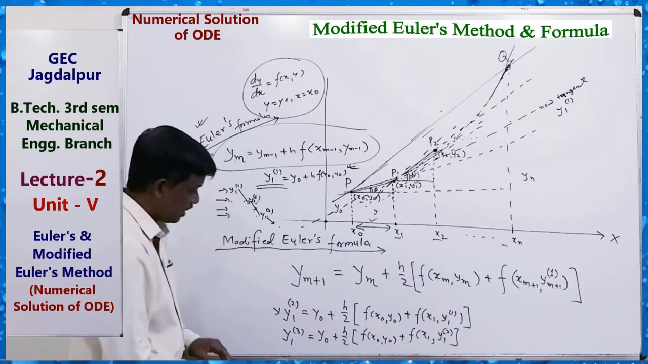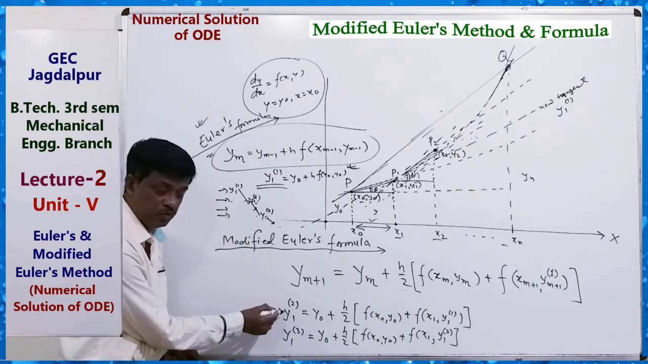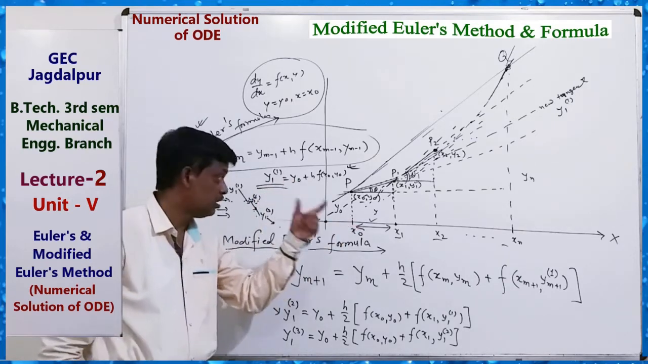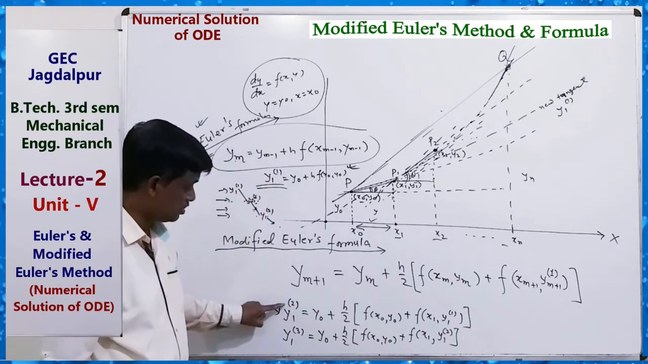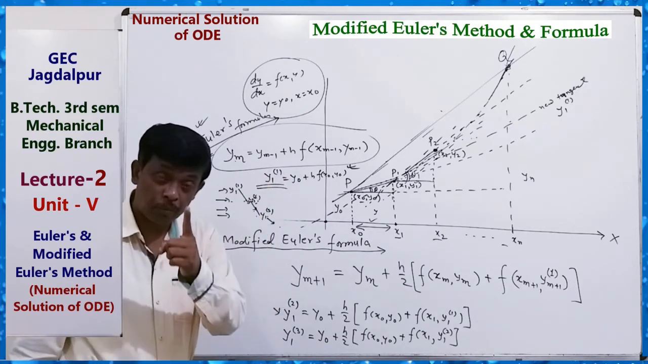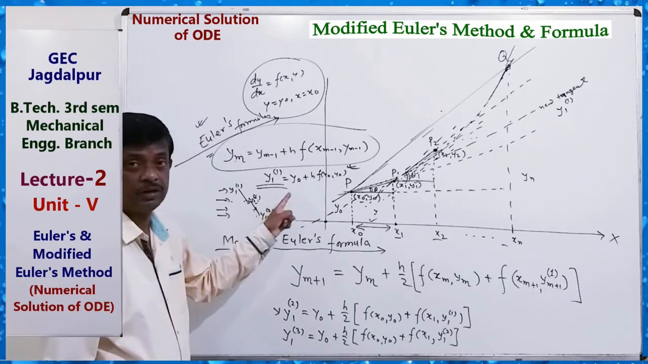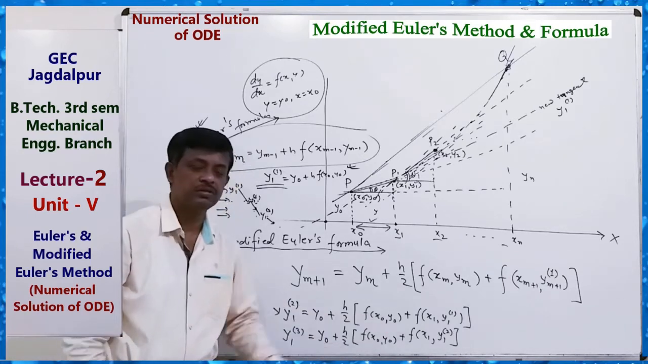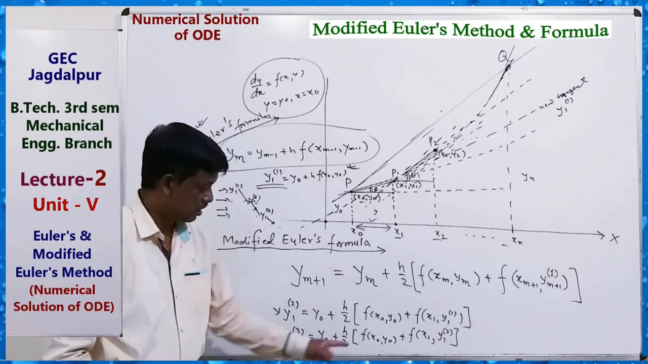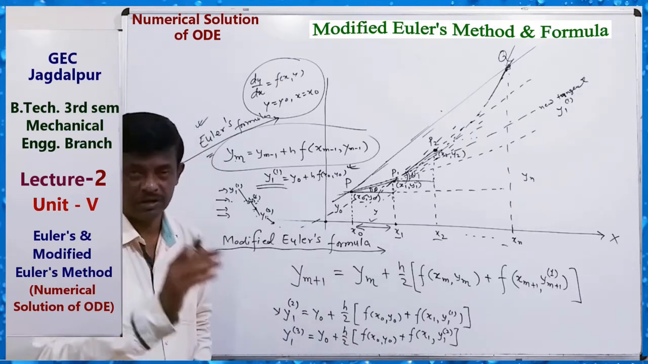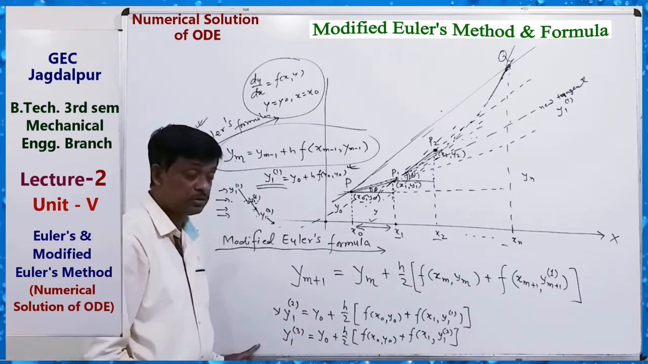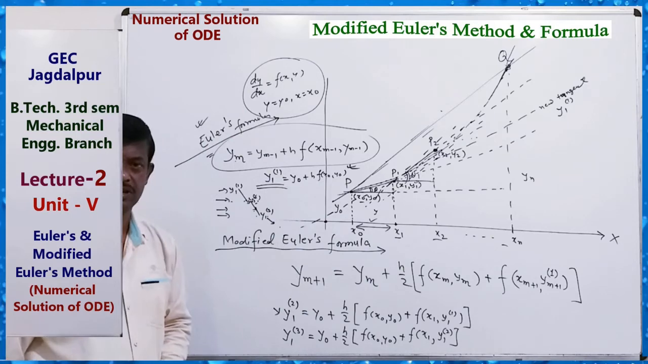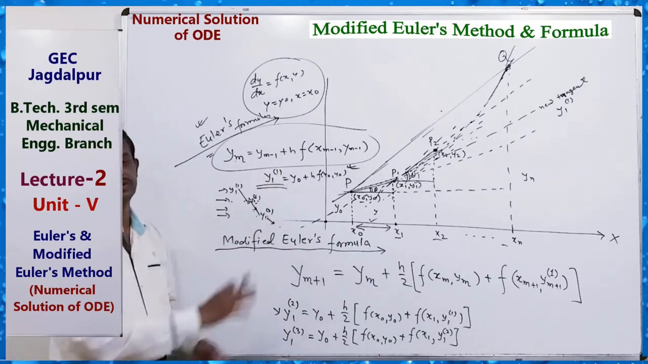Clear? So, first of all we have to find the first approximation from Euler's formula. The second approximation gives this value. Then the third approximation for y1, and so on. When two approximations give the same value, we stop the process, and that will be the value for y1. And this y1 will be used for the next interval, doing the same process for y2 and so on.